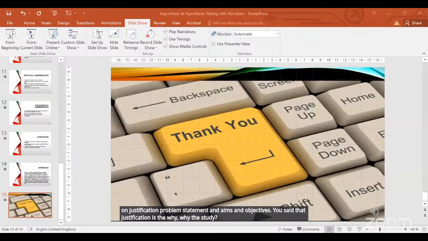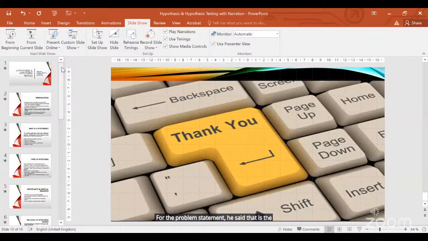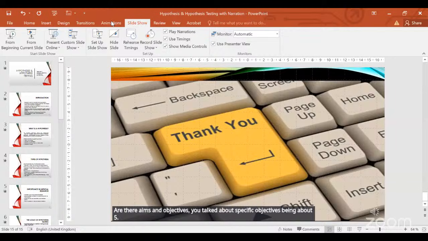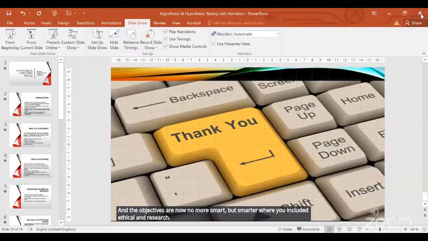Your presentation was on justification, problem statement, and aims and objectives. You said that justification is the why of the study, and it is necessary. Why is it necessary? What is the relevance? And what is the local context and the contribution to knowledge? For the problem statement, he said that it is the what of what we want to do, and it is the foundation of the study. If it is a very bad foundation, your study will not stand. And you talked about it containing background, existing evidence, showing of gaps, and also ending with a problem statement. Under the aims and objectives, you talked about specific objectives being about 5. And the aim is the overall purpose and the destination where we want to be. And the objectives are now no more SMART, but SMARTER, where you included ethical and researchable as the ER there. And you said that the objectives are actually the steps that you will take to achieve the aim.